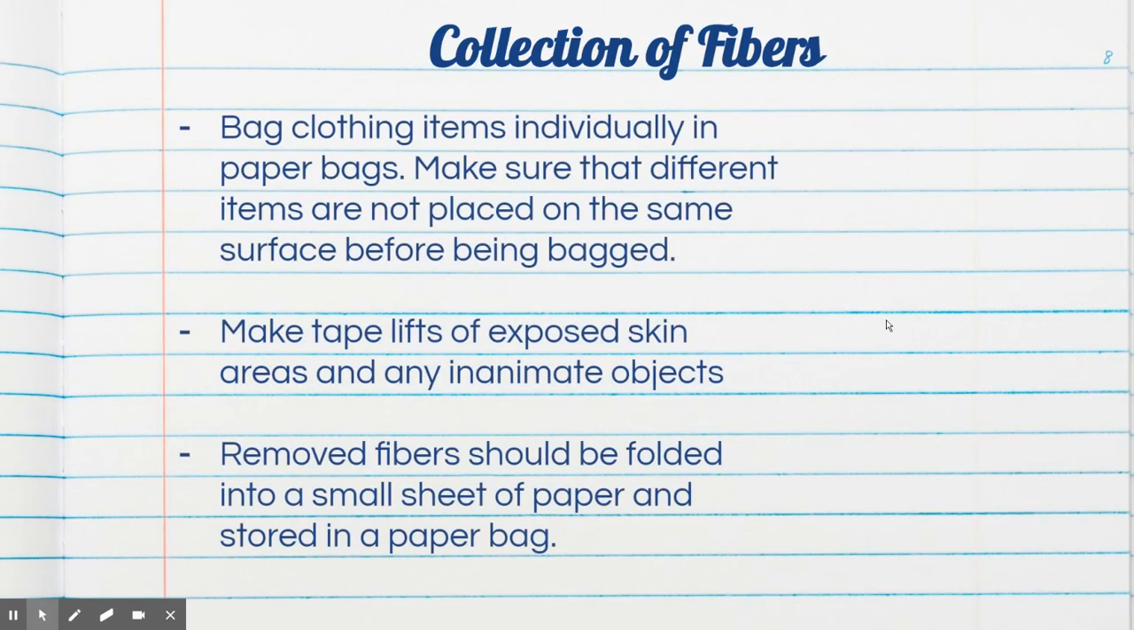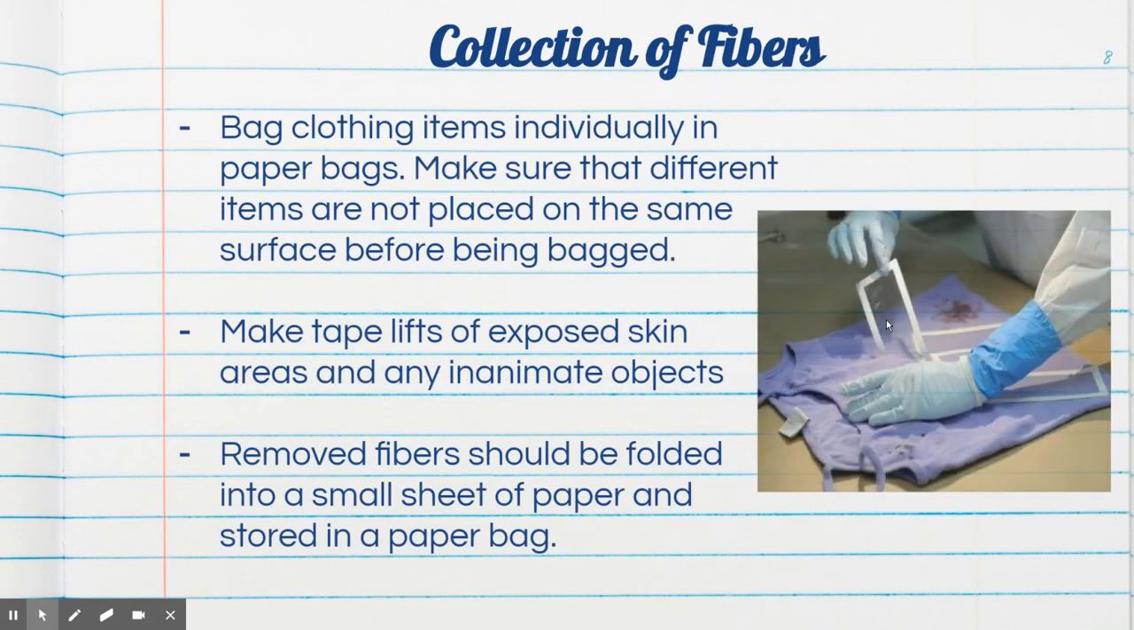We have talked already about how to collect fibers, but you want to bag items individually in paper bags. Usually, you don't want to use plastic because of static. You want to do tape lifts on skin areas or clothes. Individual fibers that are picked up, you want to put them in a paper bundle and put them in a bag.